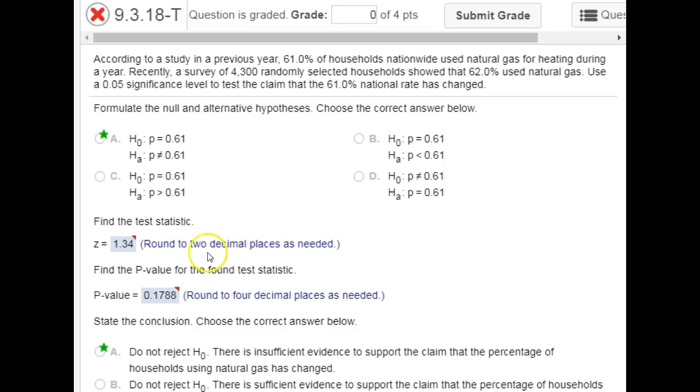So in this case, there's insufficient evidence to support the claim that the percentage of households using natural gas has changed. So in other words, the alternative hypothesis, there's insufficient evidence to support it.